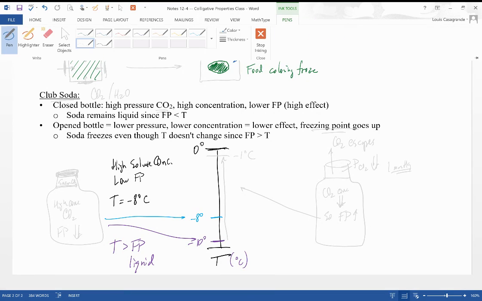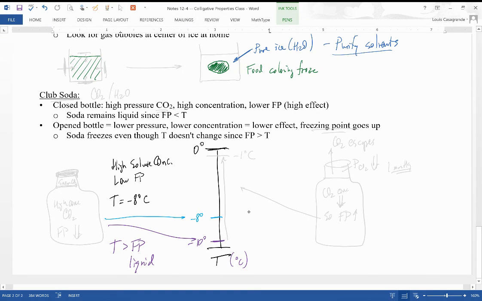Now what happens? Well, now the temperature is less than the freezing point. And since the temperature is less than the freezing point, it freezes. Now, it doesn't freeze completely. Remember, freezing is exothermic. It releases energy. So as the water freezes, it's also releasing energy, and that makes it so it's not going to freeze solid. It does keep some of the water liquid, and so we get slush.